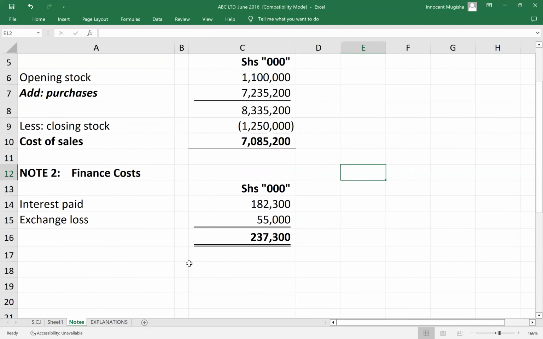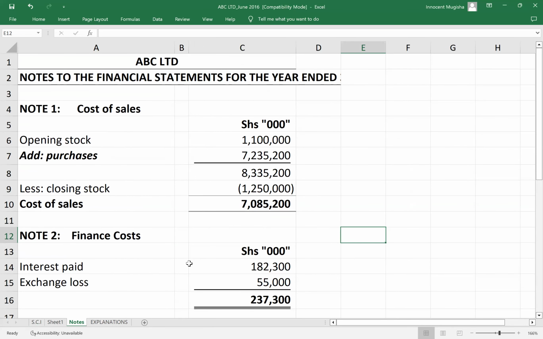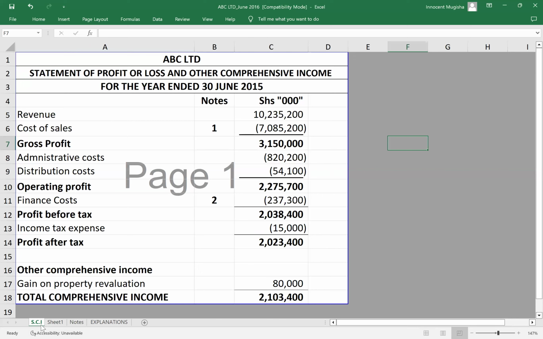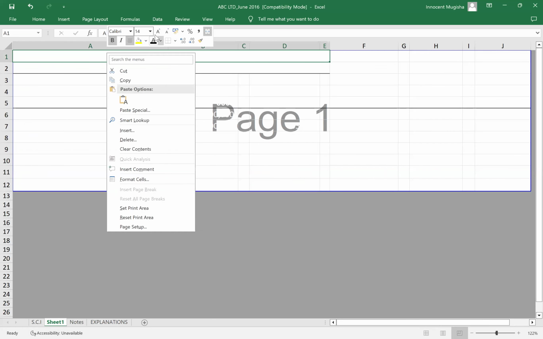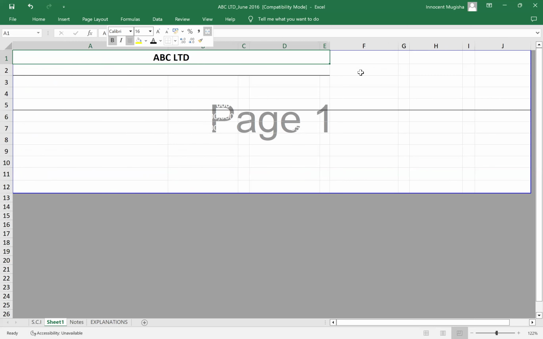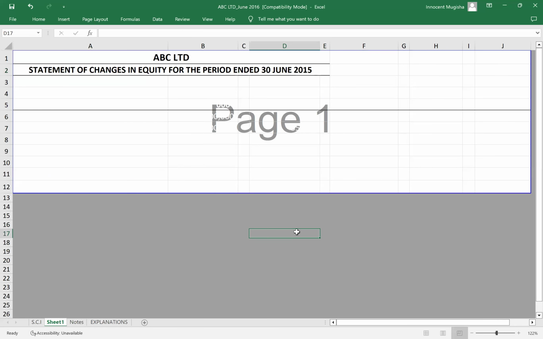So with that, we have worked out the additional information. We have worked out the statement of P&L. And finally, we now work on changes in equity. We looked at the format of the statement of changes in equity. Again, we need to identify it with the title and the period that it covers. So I have ABC Limited, statement of changes in equity for the period ended 30th of June 2015.